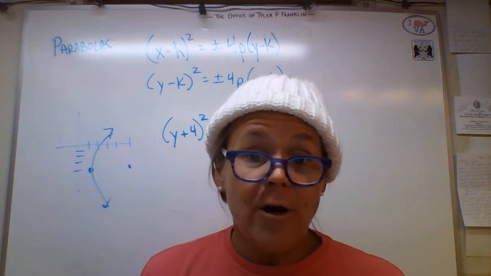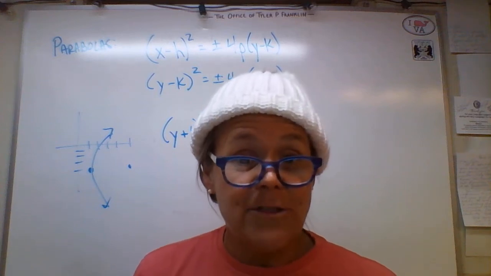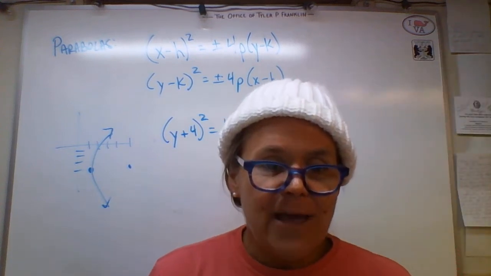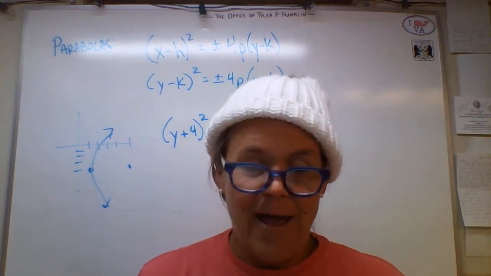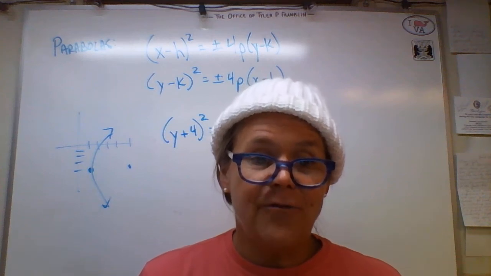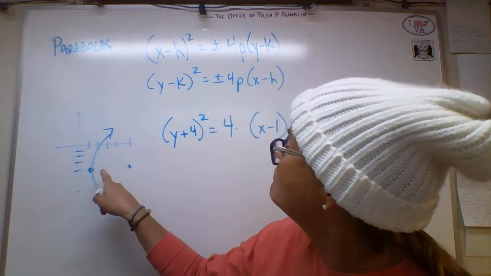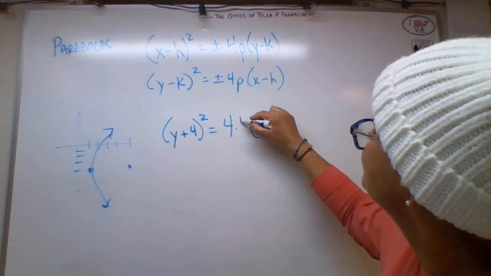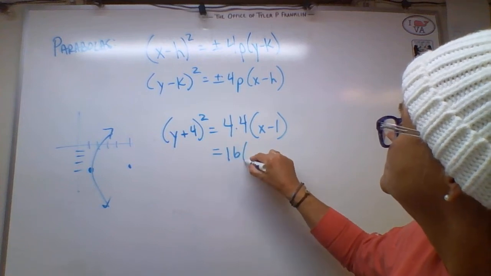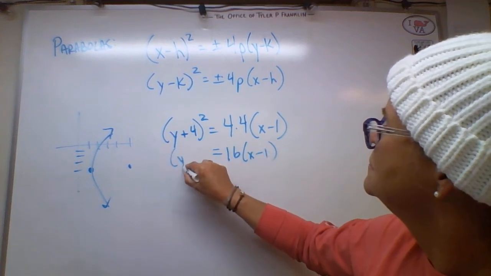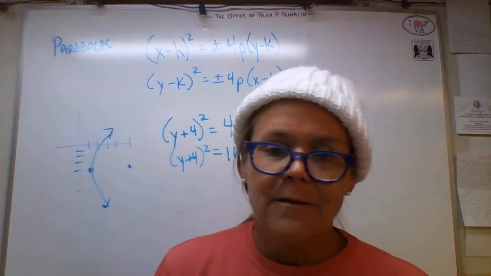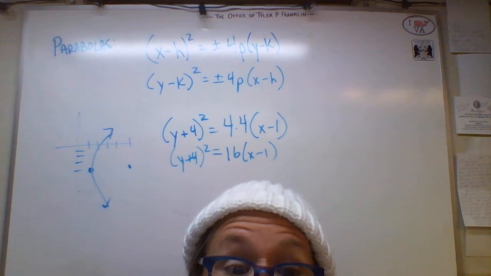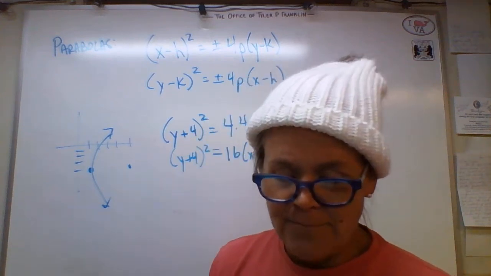Now, it's going to have 4 no matter what. It's opening right, so it's positive. Now, what's P? How many spots away is the focus from the vertex? 4. There's your equation. Okay. Second one.